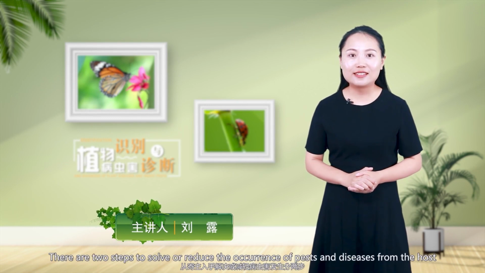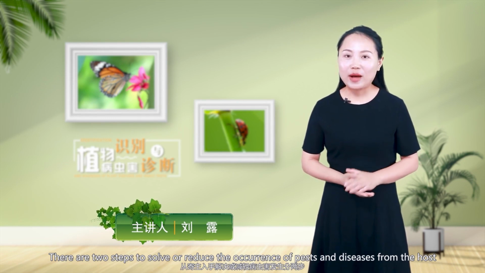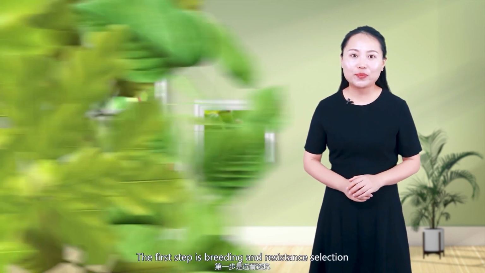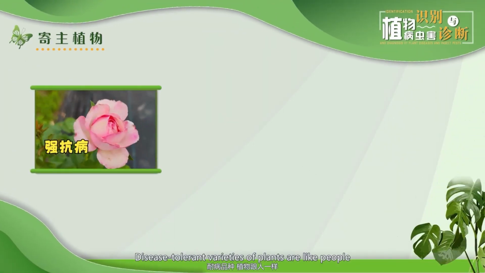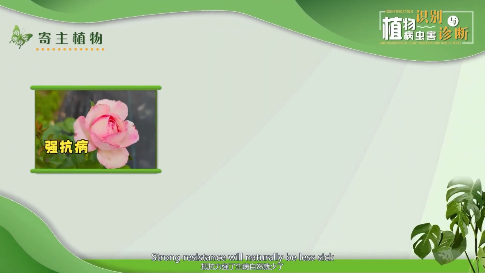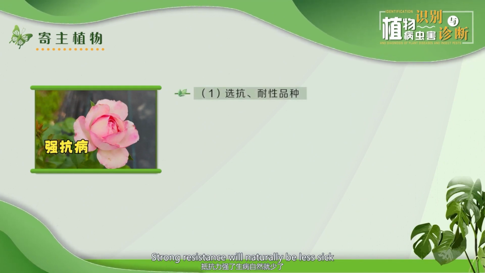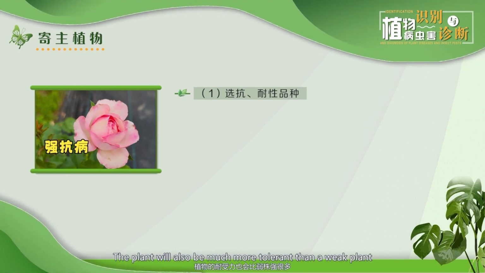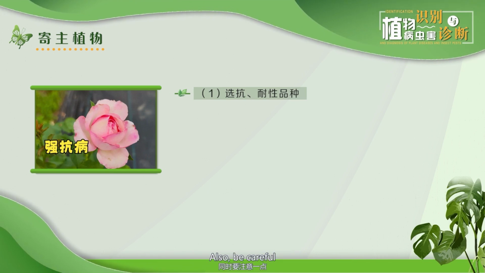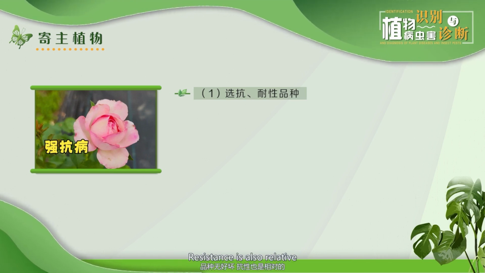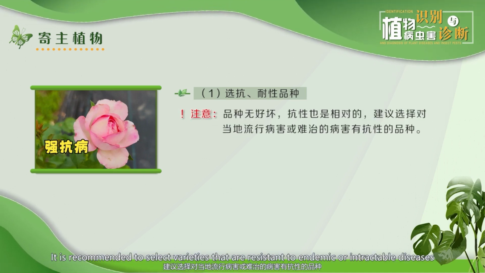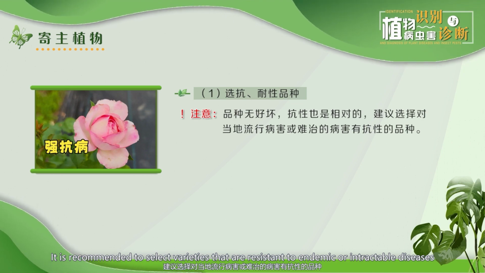First, the host. There are two steps to solve or reduce the occurrence of pests and diseases from the host. The first step is breeding and resistance selection. Disease-tolerant plant varieties are like people: those with strong resistance will naturally be less sick. Even with a disease or a bug, the plant will be much more tolerant than a weak plant. Also be careful, resistance is relative. It is recommended to select varieties that are resistant to endemic or intractable diseases.